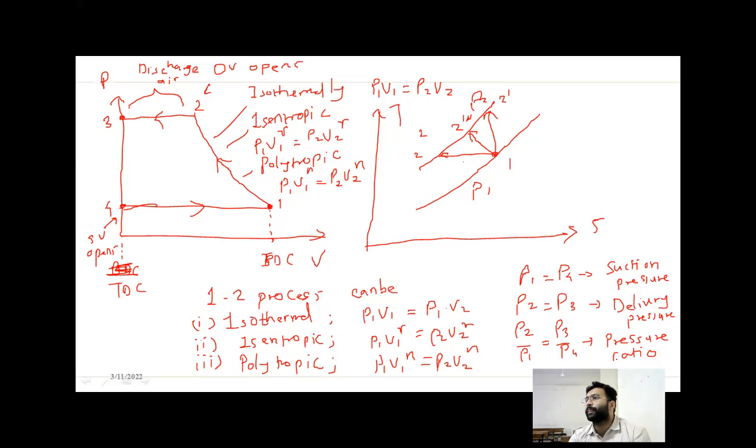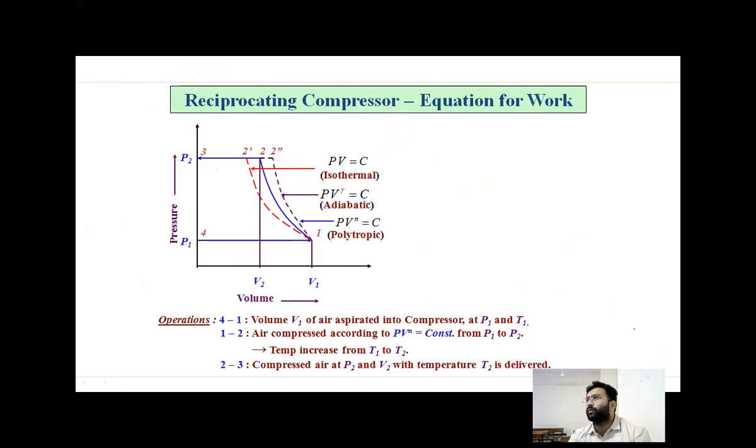Okay. Let us move further. Now here we are going to calculate the equation for work. So see the diagram once again. 1 to 2 is what? Compression. Then there are three ways it can happen. Either it can be isothermal. Now see, the isothermal curve is inside. So this means it requires less compressor work. Then followed by adiabatic, that is reversible isentropic, and then there is polytropic. So the polytropic process requires the highest compressor work. So the lowest work is required for isothermal compression.